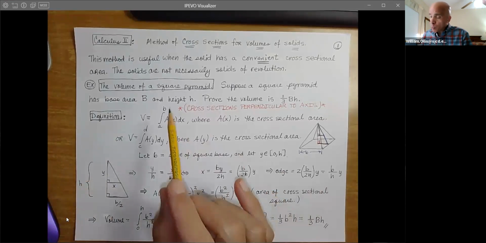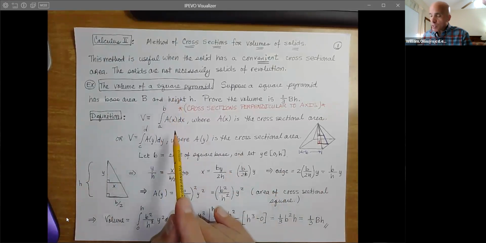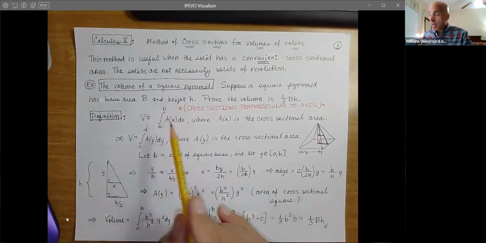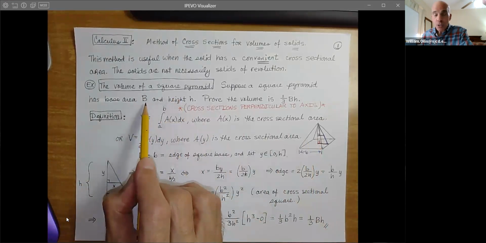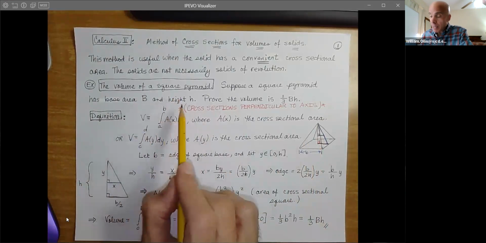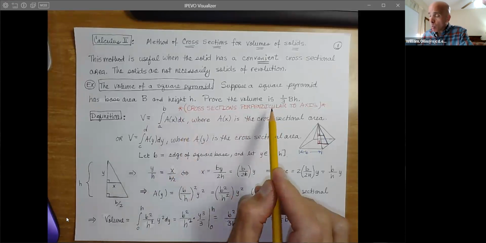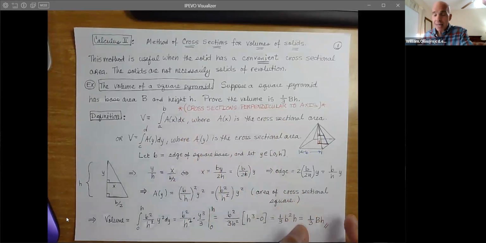Now, for the first one, we want to consider a square pyramid. In this particular case, the base would be square, and as we move up the pyramid, the cross sections perpendicular to the axis of the pyramid would be squares. We will assume that the base area is B, uppercase B, and that the height of the pyramid is H. We want to prove that the volume is 1/3 BH.